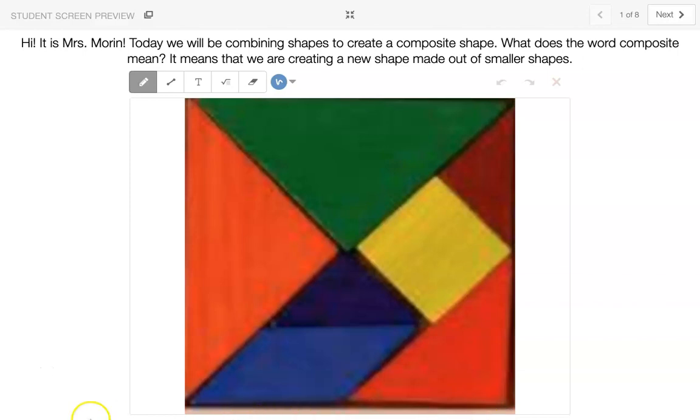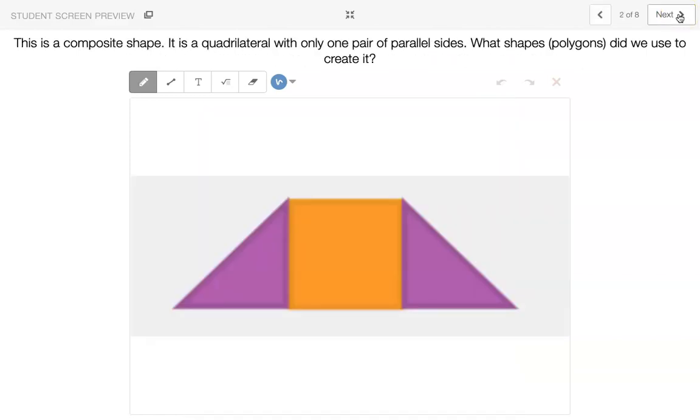So let's see. I can see that I have a triangle. I have a green triangle. I have a yellow square. I have another red triangle. I have a blue triangle. I have a blue parallelogram here, light blue, and I have another triangle in the corner. So when I put the smaller polygons together, I get a square. So this is a composite shape.